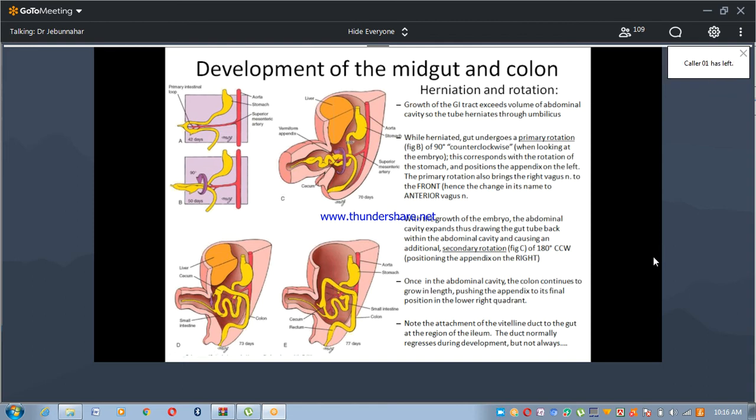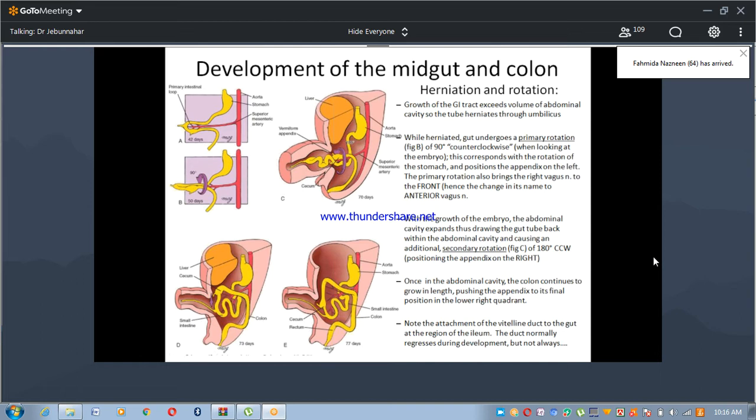The jejunum and ileum pass behind the superior mesenteric artery. This is the aorta. This is the superior mesenteric artery. So jejunum and ileum pass behind the superior mesenteric artery into the left half of the abdominal cavity. They occupy the left half of the abdominal cavity.